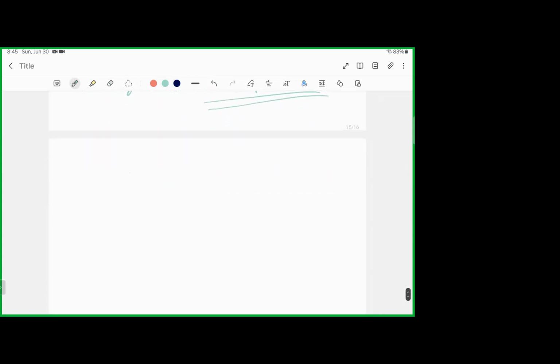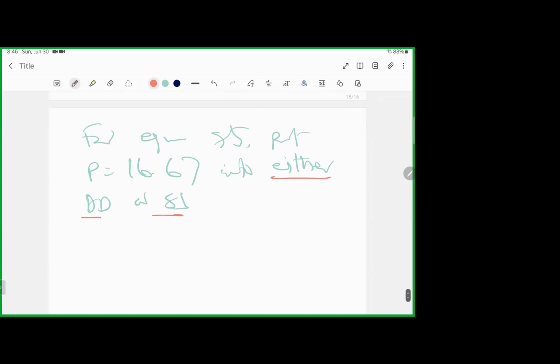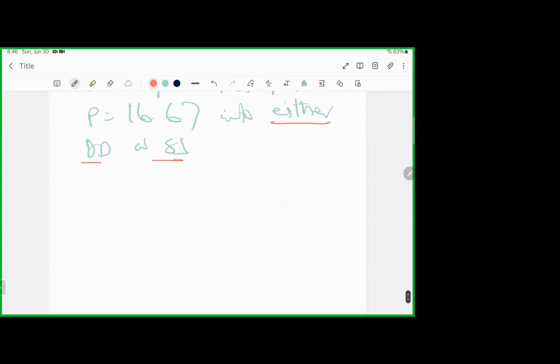So for the equilibrium quantity, you have to put the price in. And what is the price? Price is 16.67. So you put the price into either, please note, either the demand function or the supply function, not the two, because they will give you the same answer. So let's just put it in the demand equation.